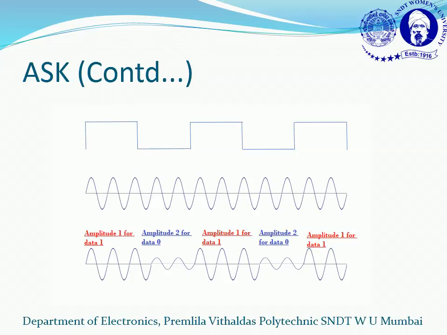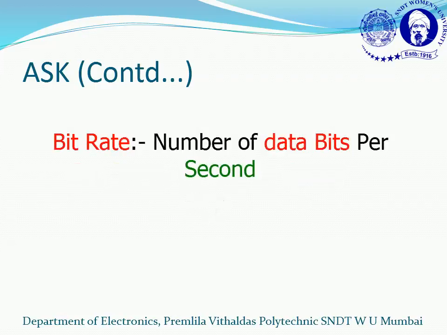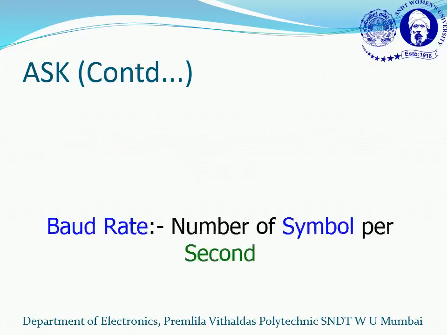When it is 0, we have used a lower amplitude as compared to 1. Now for bitrate and baud rate. The bitrate and baud rate are mostly confused things. Bitrate is the number of data bits per second, whereas baud rate is the number of symbols per second.